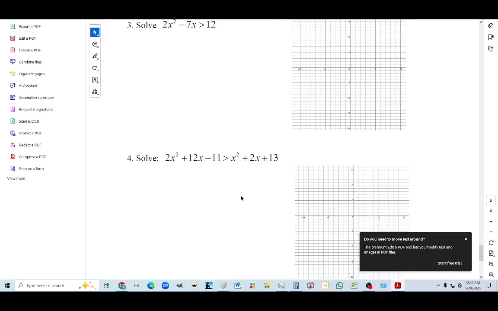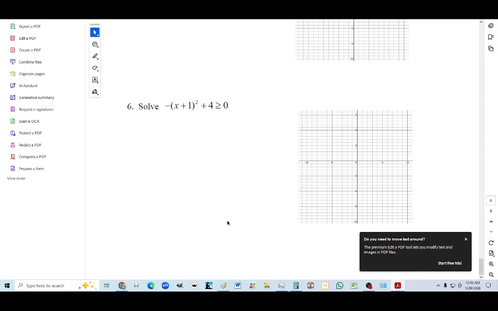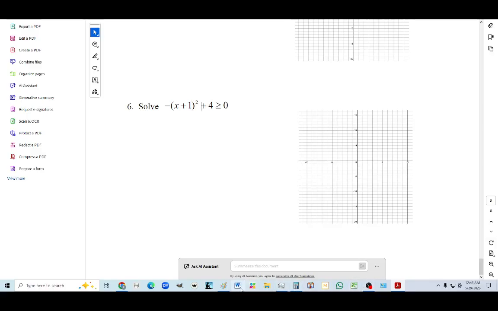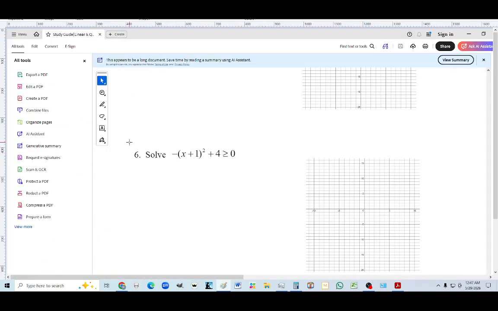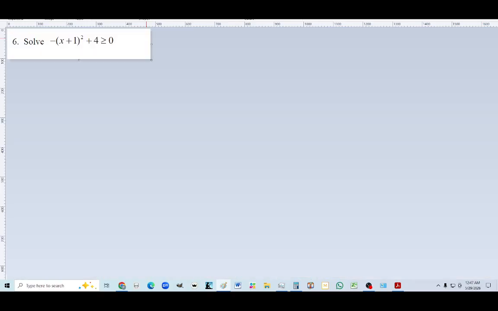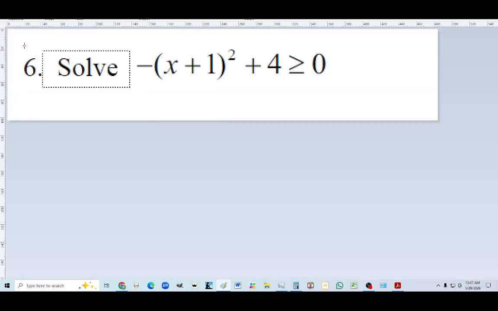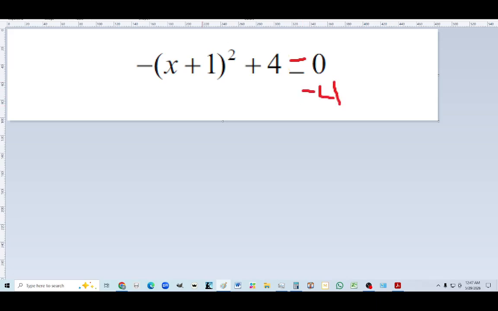Oh, is that the last question? Okay, well, let's solve it. To figure out when this is bigger than or equal to the x-axis, we have to know where it crosses the x-axis. This is in vertex format, but it's actually quite easy to figure out where it crosses the x-axis. Let's make it just equal to 0 and solve. Subtract 4. Divide by minus 1.